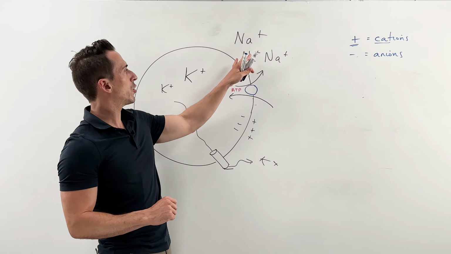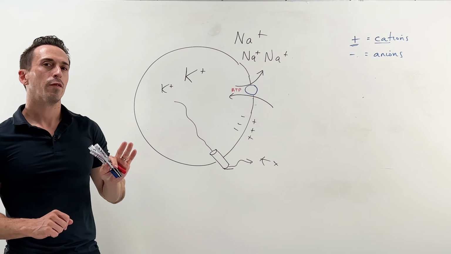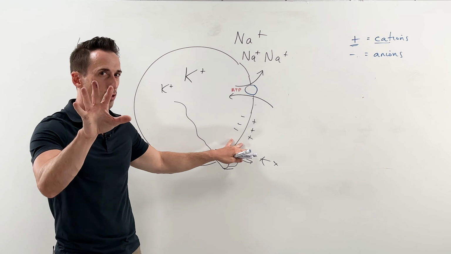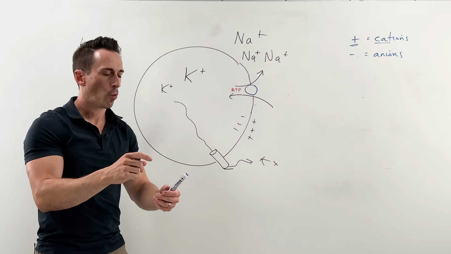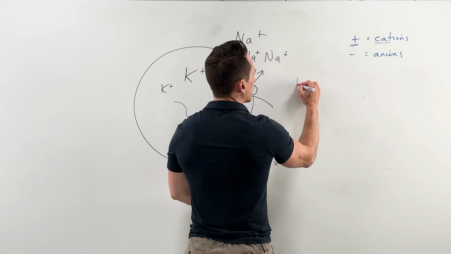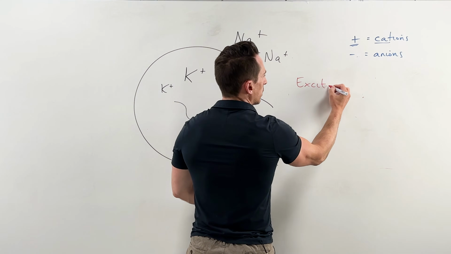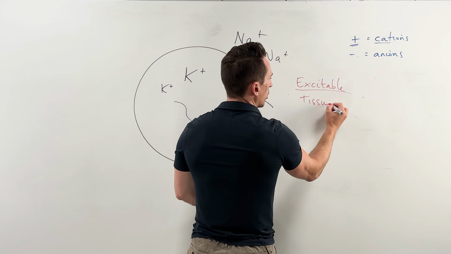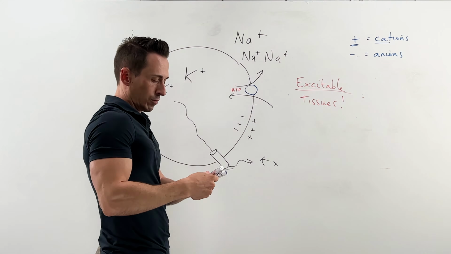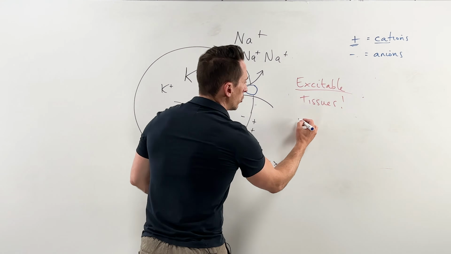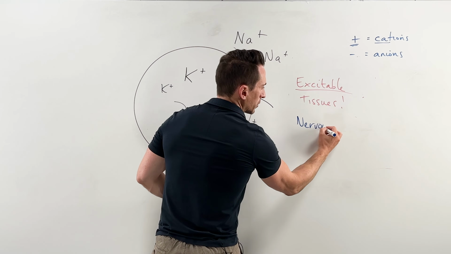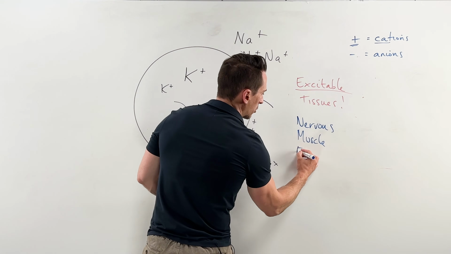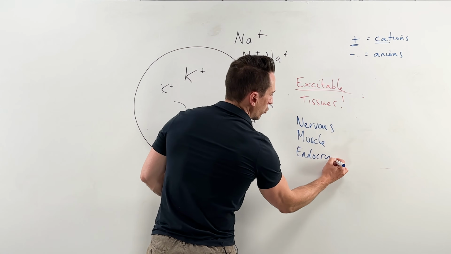Now, what I'm trying to get across here is this. The ions of sodium and potassium are really important for creating a charge difference across the membrane of certain cells. Not all cells, but certain cells. What cells are they? They are what we call excitable cells. Specifically, excitable tissues of the body. What are excitable tissues? Well, examples of excitable tissues include nervous tissue, so neurons, include muscle tissue, which allow for us to move, and include endocrine tissue that release hormones.